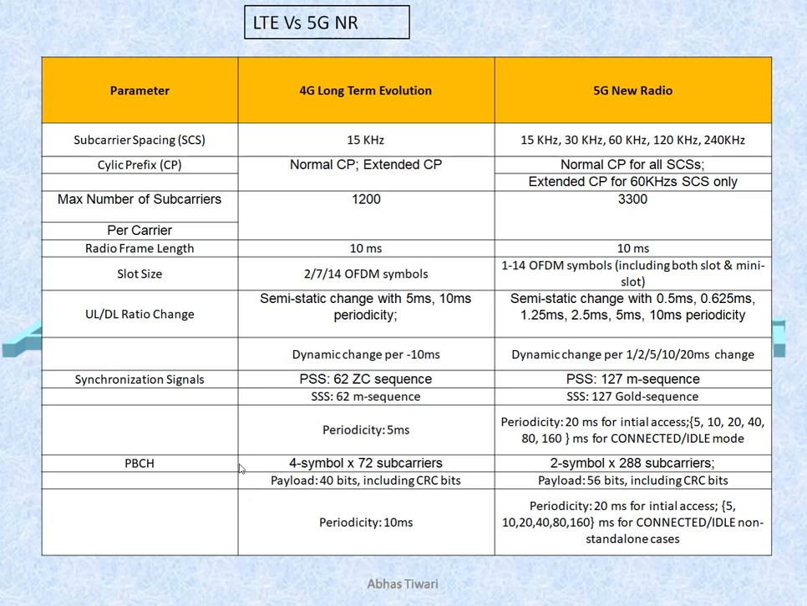There are a few more differences, like here I have mentioned PBCH. Other channels also have a different kind of structure. Channel structure is different, payload is different, CRC bits are different, placing of these bits is also different. So you can have all these in detail. If you want, just ping me, I'll share those things.